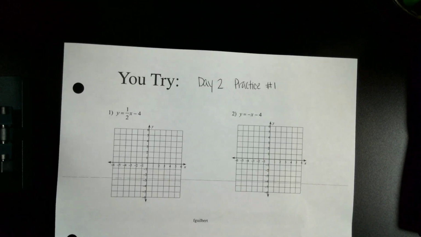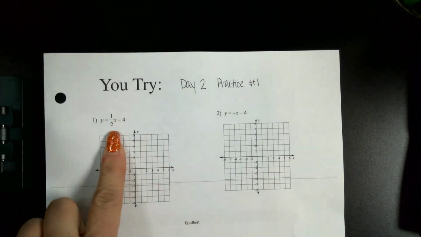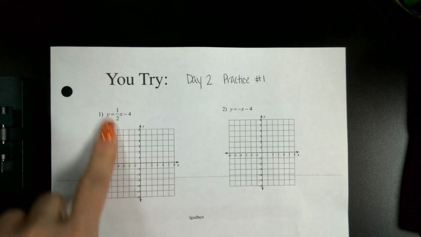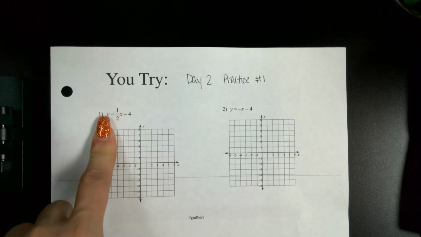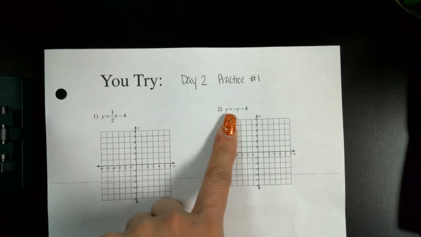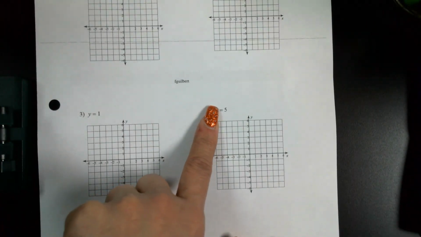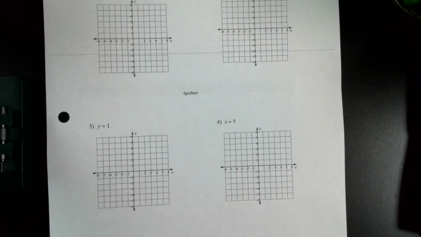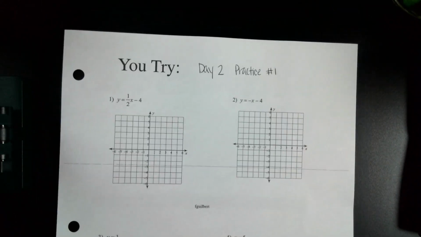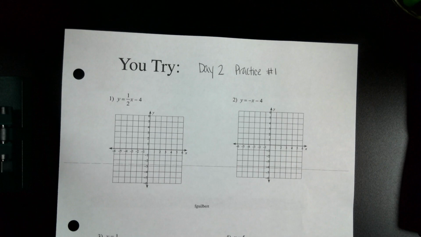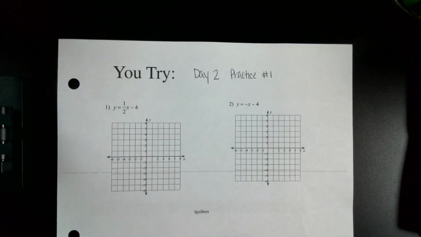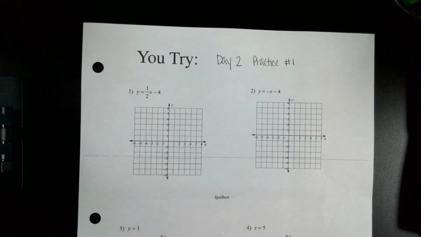So we actually have one of each type here. Notice number 1 has a positive slope. Number 2 has a negative slope. Number 3 is just y equals a constant, and number 4 is just x equals a constant. So there is one of each type, just like we just finished on our notes. Okay, so for this first one, let's pick out the pieces and then we'll actually do the graphing. What is my slope on number 1?